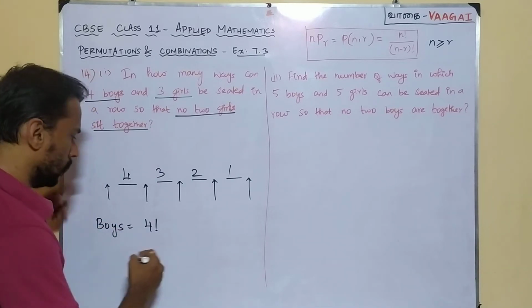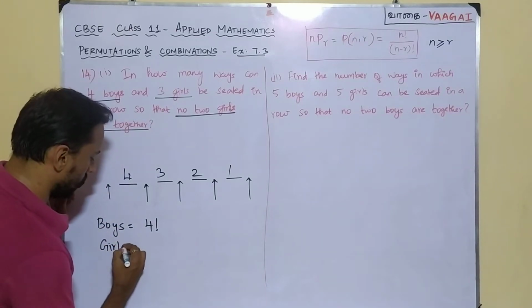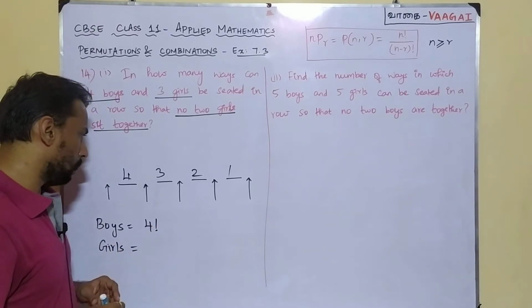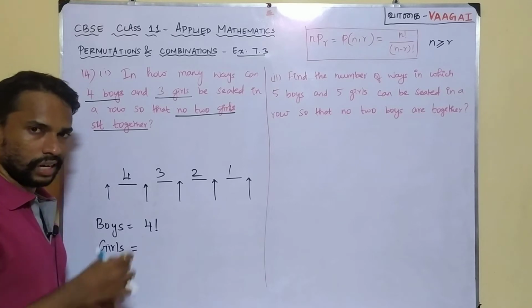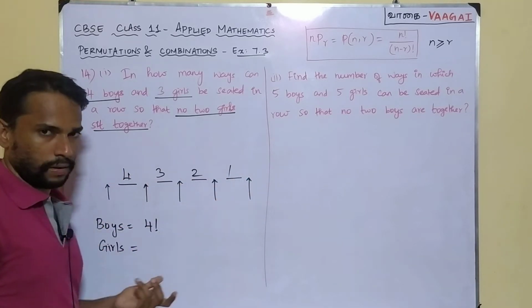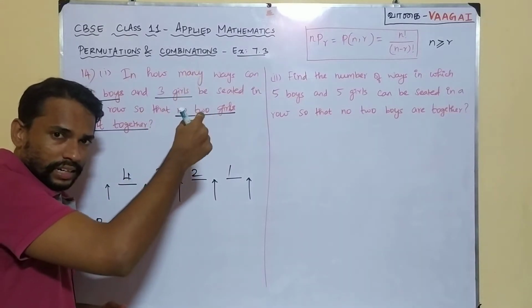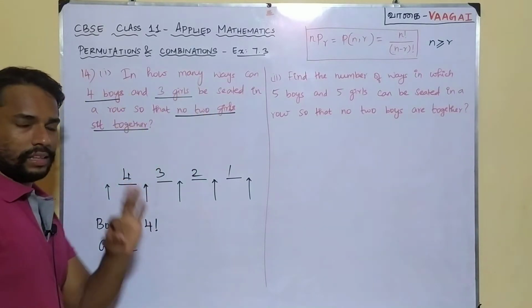Now we will go for the girls' possibilities. How many ways can the girls be arranged? That we will calculate now. For the number of ways for girls, the girls should be selecting the slots. The slots are the X's. Now how many girls are there? There are 3 girls.